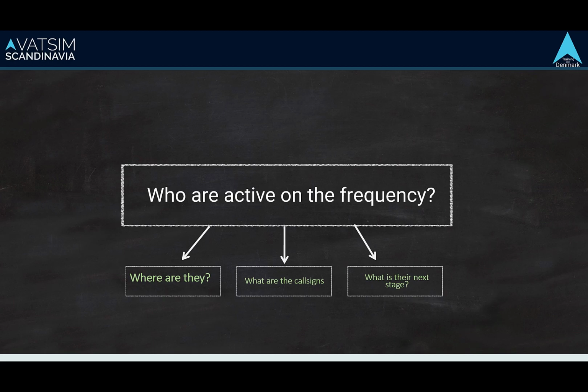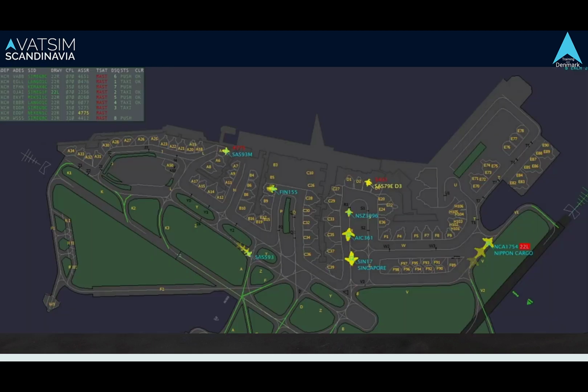What is the next stage of their flight and when can you expect it? For example, if you give pushback to Finnair 155, you know that he will call for the taxi next, meaning that you're prepared for when you hear the call sign Finnair 155. You will know what he will say, and you also may have an idea of what route you're going to give him. It's all about knowing who's going to enter your frequency.